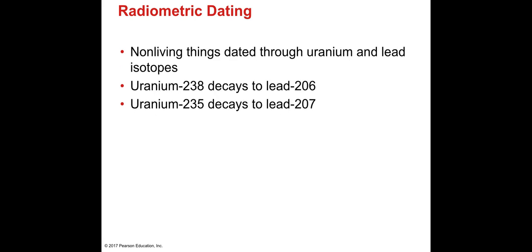Non-living things are dated through uranium and lead isotopes. Uranium-238 decays to lead-206. Uranium-235 decays to lead-207. Again, when you say uranium-238, that 238 stands for the mass number.